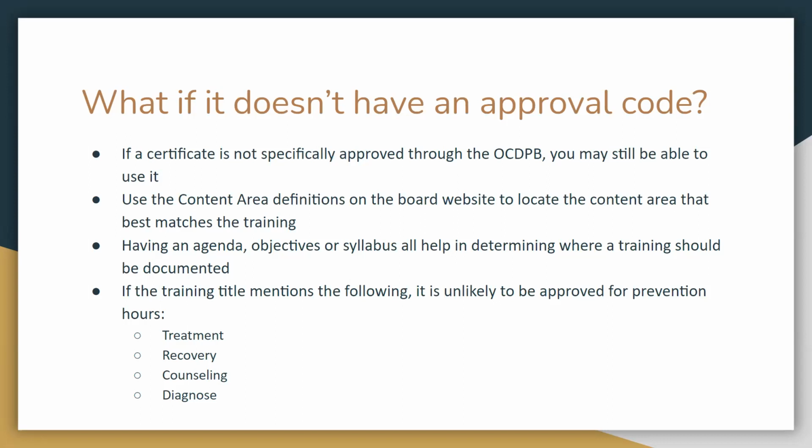But what if you get a certificate and it does not have an approval code? If it's not specifically approved to the OCDPB, you may still be able to use it. So that's where you're going to pull out that page of definitions, education content area definitions. And you're going to look there, having looked at your course, the certificate that you have, hopefully maybe you have an agenda or objectives or a syllabus, and you're going to say, where would this fit? Which one of these content areas does it best fit in?